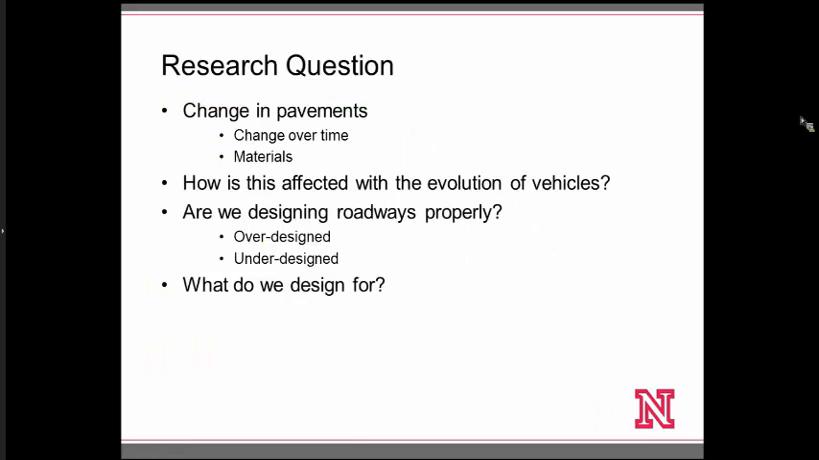Basically, my research question is, what are vehicles doing right now? What friction values are they using? We know that pavements have changed over time. The materials have changed as well. What I mean by evolution of vehicles, your tires are different than they were in the 30s and 40s, they're not the same that you use now.